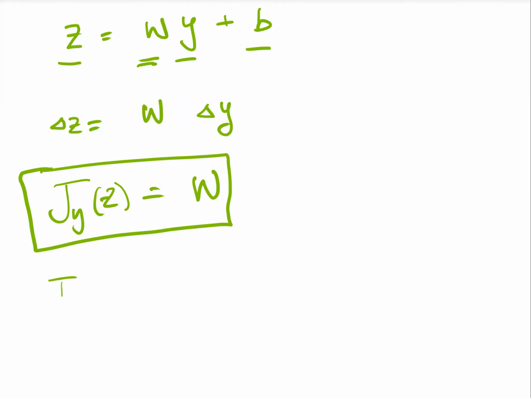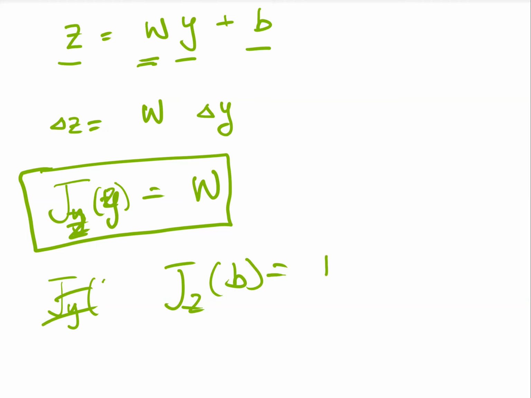Similarly, what is the Jacobian of, actually, this is the Jacobian of z with respect to y, I'm sorry, right? So what is the Jacobian of z with respect to b? What is this going to be? This is going to be an identity matrix, right? Delta B equals delta Z times something. This has got to be an identity matrix, right? Everyone with me? Okay.